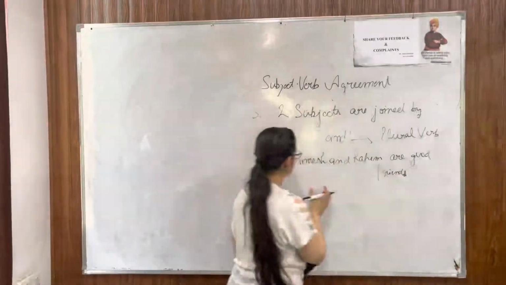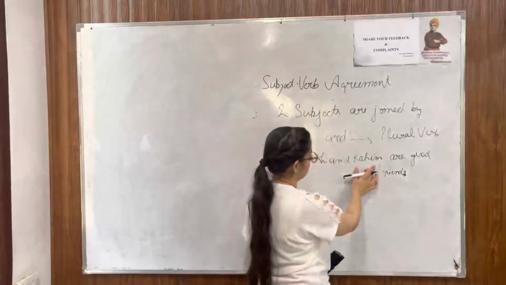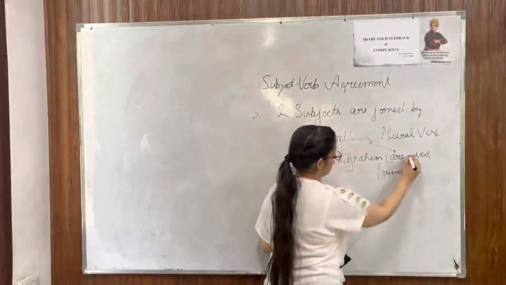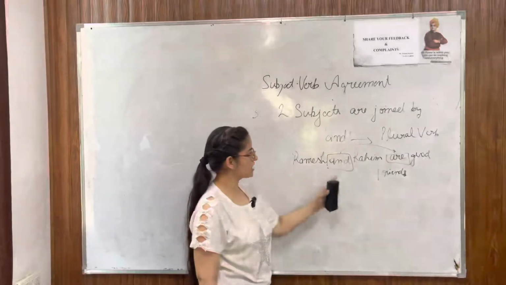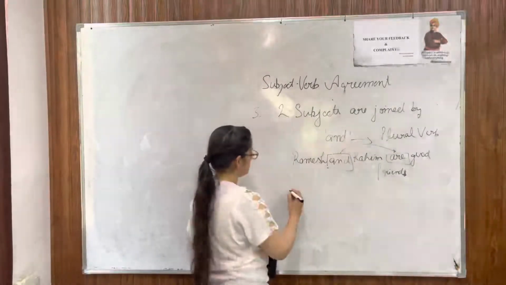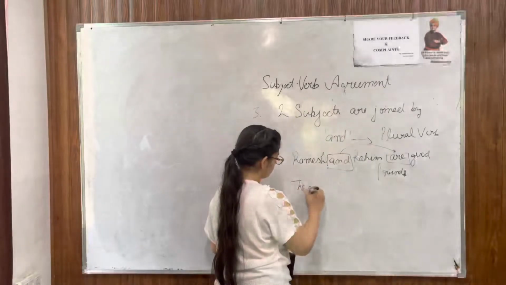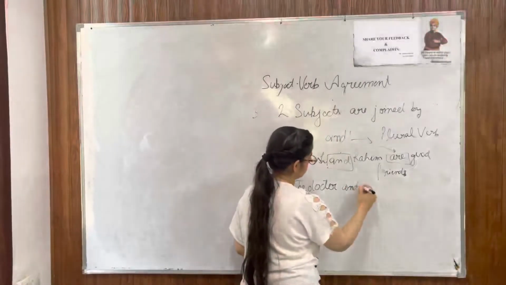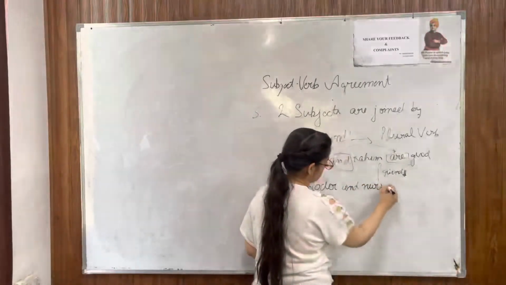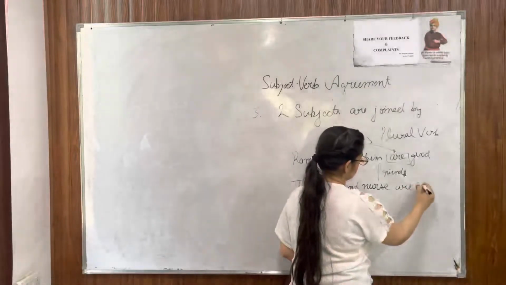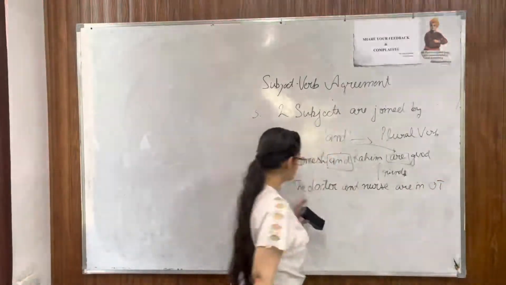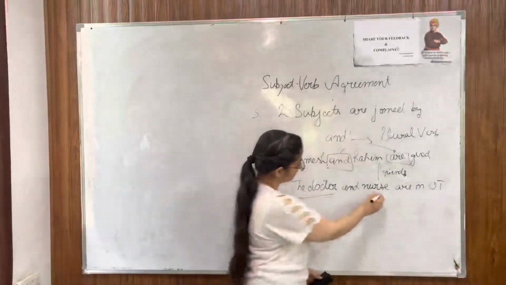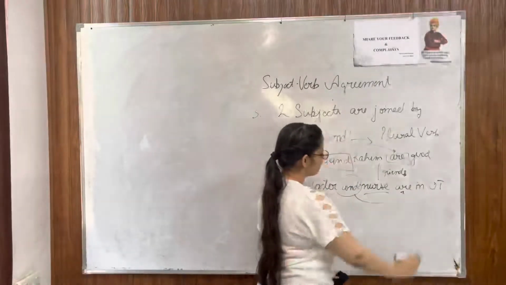Okay, so if you see Ramesh is singular, Rahim is again singular, but when they are joined by and, they take a plural verb which is are. So Ramesh and Rahim are good friends. Another example can be the doctor and nurse are in OT. All right, OT is operation theater. Again, these are singular subjects joined by and, and they use a plural verb which is are.